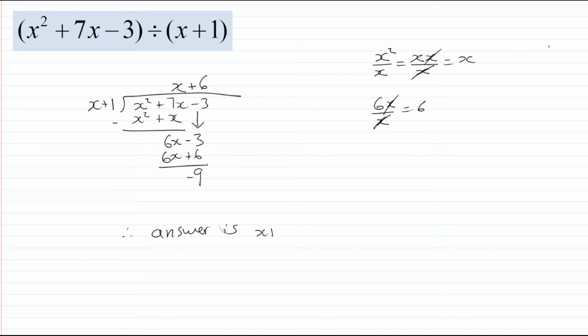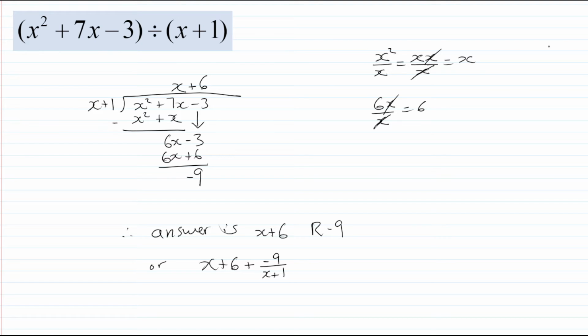So we can write x plus 6 remainder negative 9. There is a somewhat more useful way to write this result. We just say the answer is x plus 6 plus a little bit more. How much more? Well, negative 9, but that negative 9 hasn't yet been divided by x plus 1. So what we do is we write plus negative 9 over x plus 1, because it hasn't been divided yet.